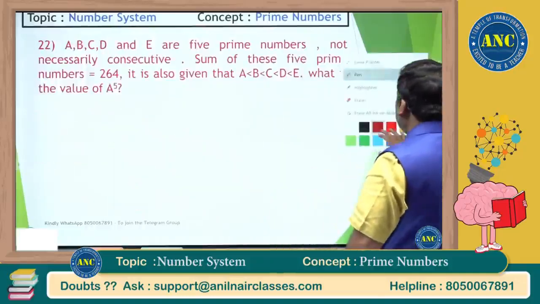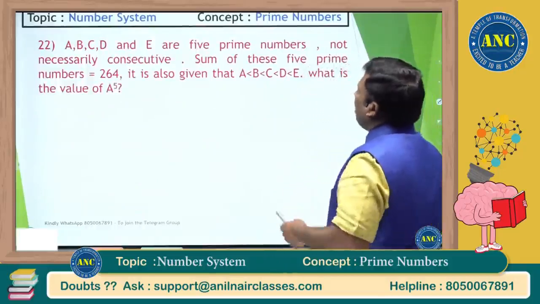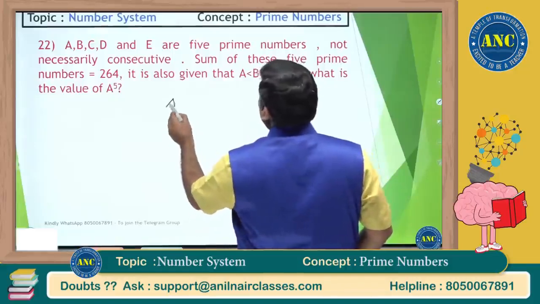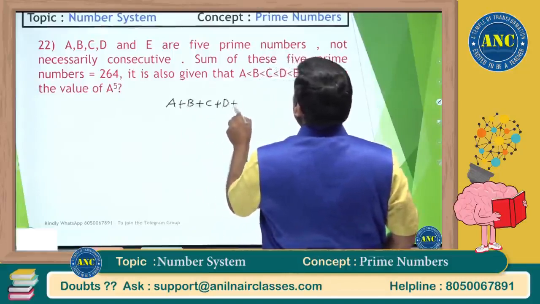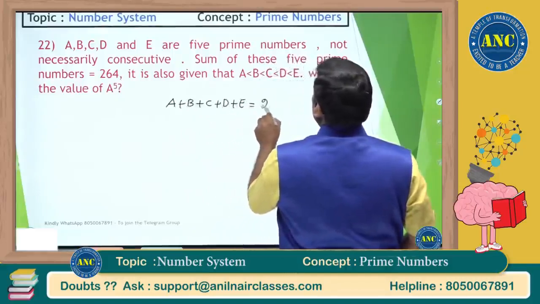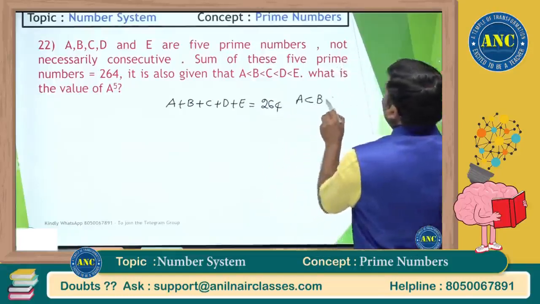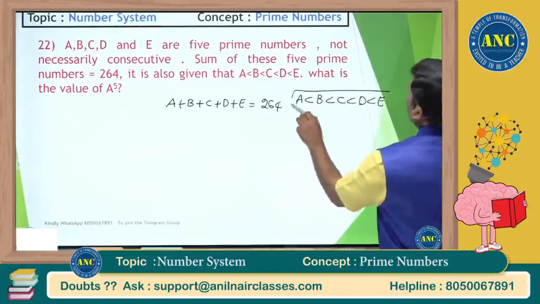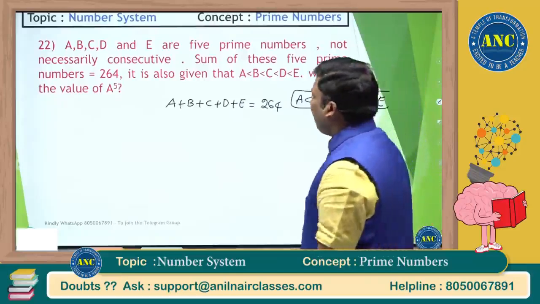Another one. We did a similar question. A, B, C, D, E are 5 prime numbers, not necessarily consecutive. A plus B plus C plus D plus E is 264. Same question we did with P1 less than P2 less than P3: A less than B less than C less than D less than E. What is the value of A power 5?